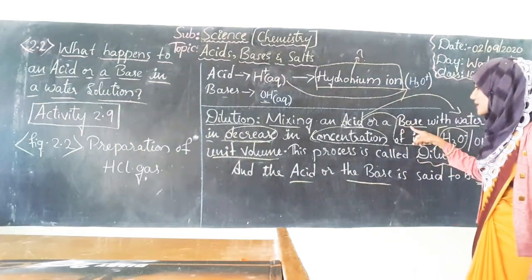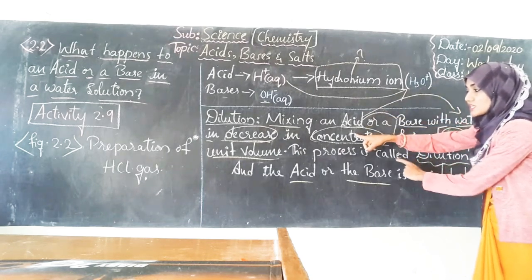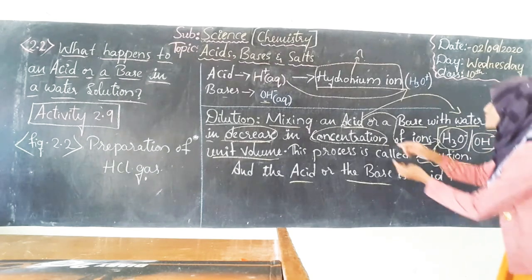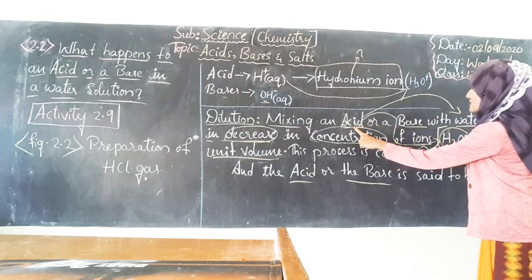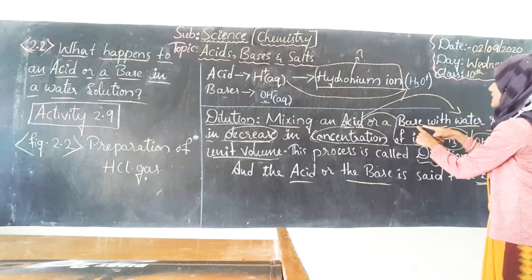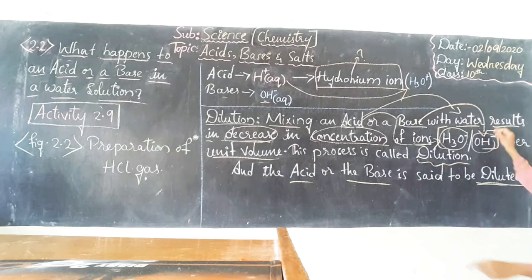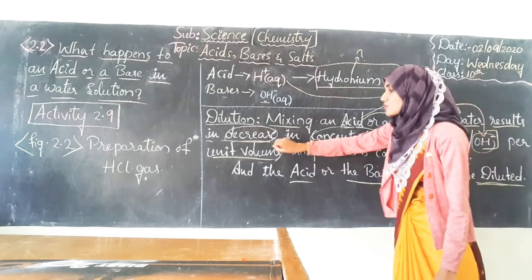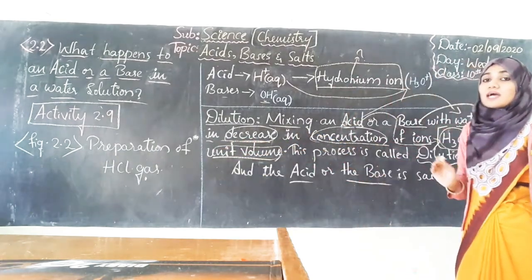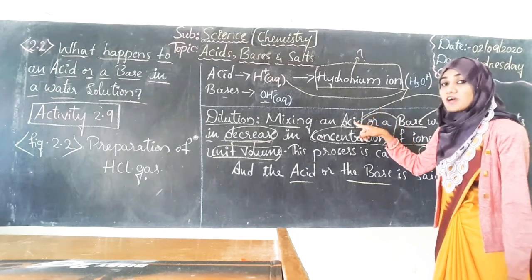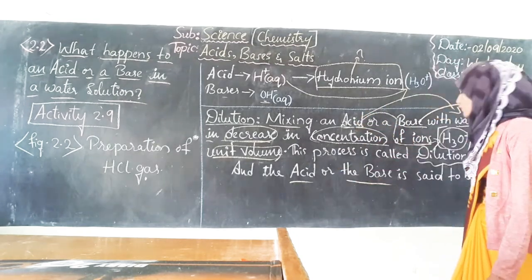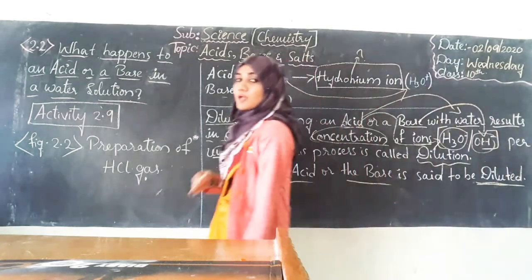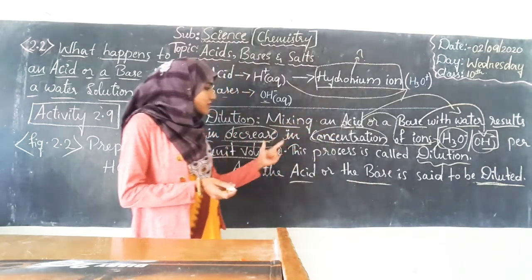But if you are mixing a base with water, then the concentration of the base will be reduced by the reduction in OH- ion. So if it's the case of acid, H3O+ ion will be decreased, whereas if it is base, then OH- ion will be decreased per unit volume, and that process is nothing but dilution. And that acid, after mixing water, will be said to be diluted acid, and the base will be said to be diluted base. Okay students, I hope now you have clearly understood dilution and the diluted process.